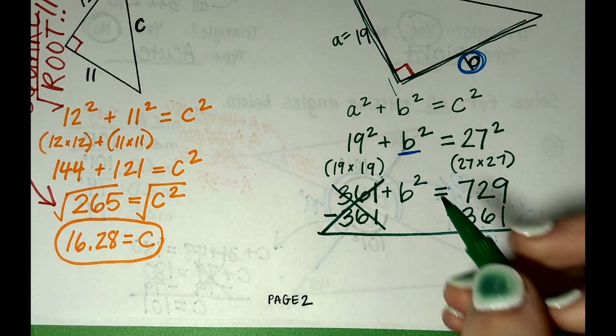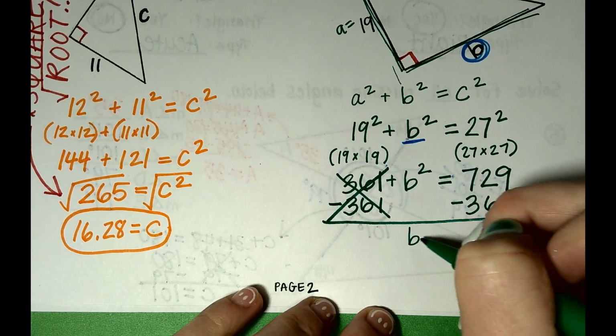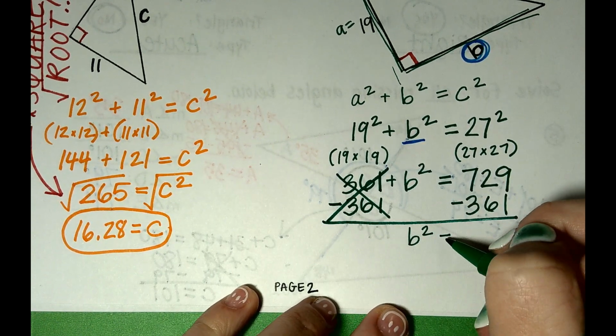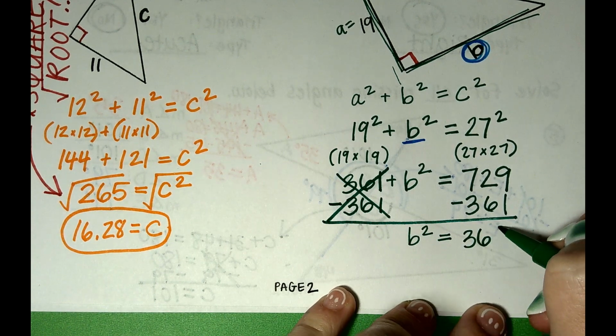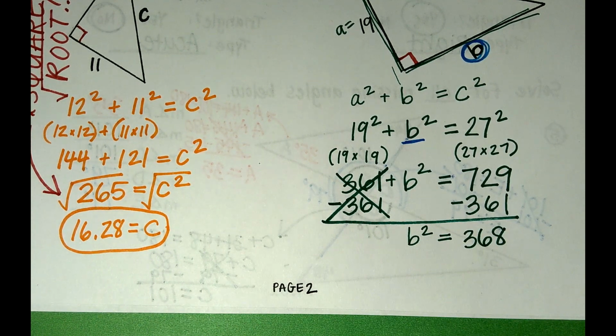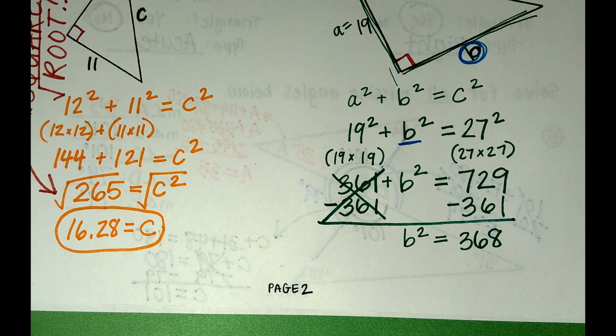368, that's right. So I want to bring everything down. B squared equals 368. Okay, now wait just a second to get everybody caught up. You only have one more step though, just one. How do you get rid of squared? Square root.